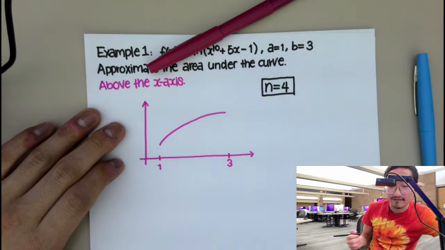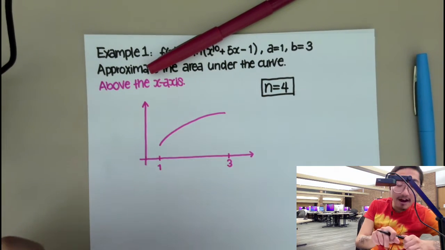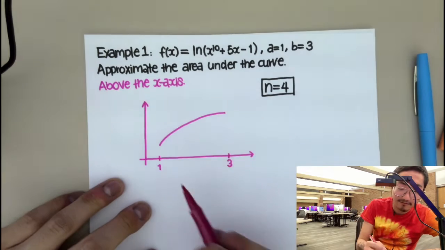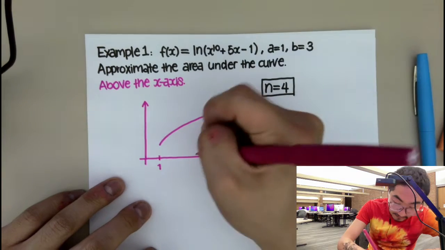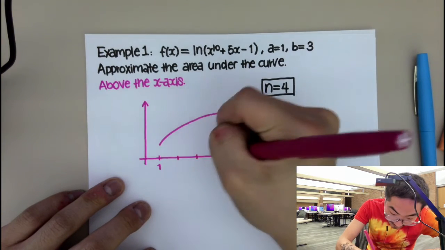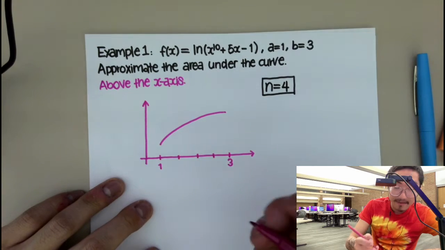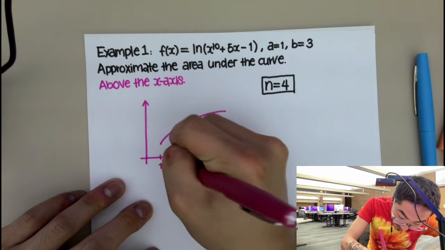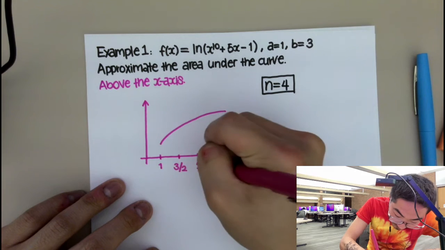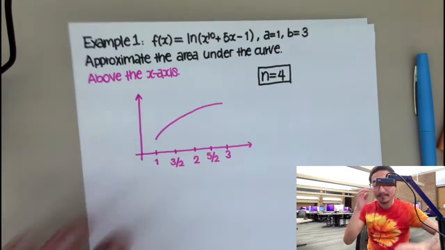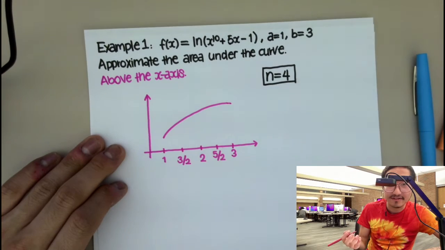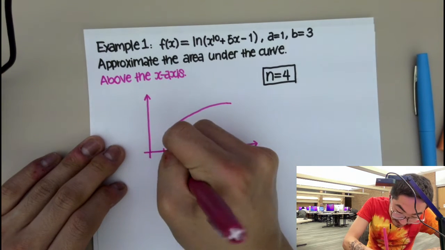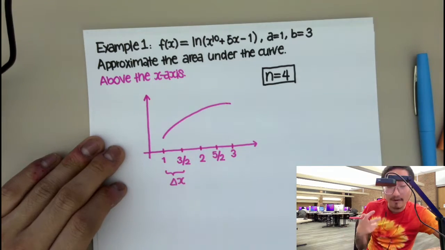For this question I'm going to do n equals 4. How do we make the approximation with n equals 4? From 1 to 3 is a length of 2, and we want 4 subintervals, so I make cuts at 3/2, 2, and 5/2. And we make this approximation. This is the width, 1/2.